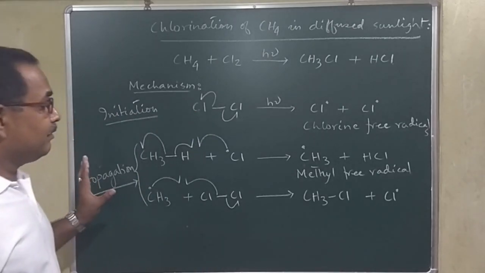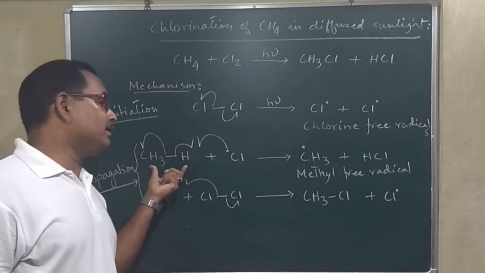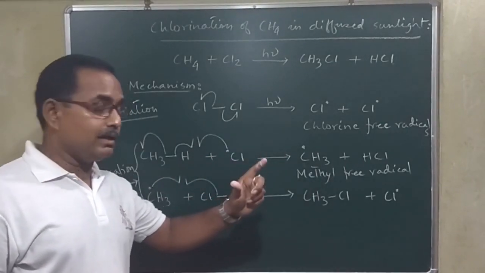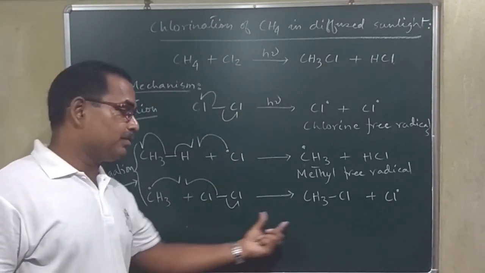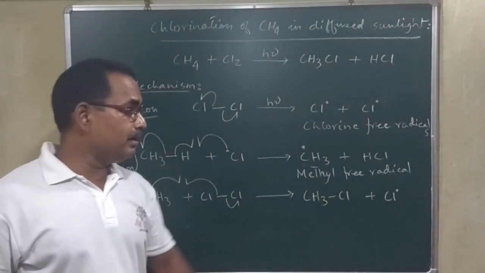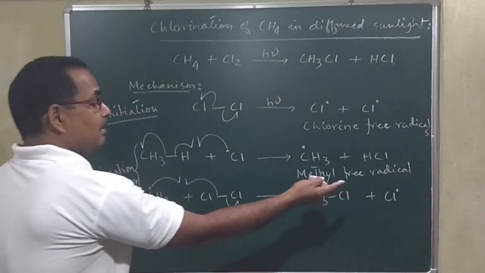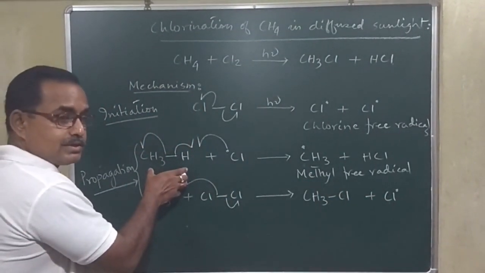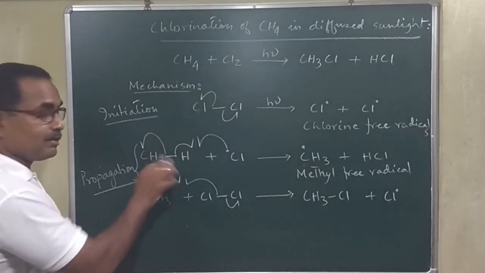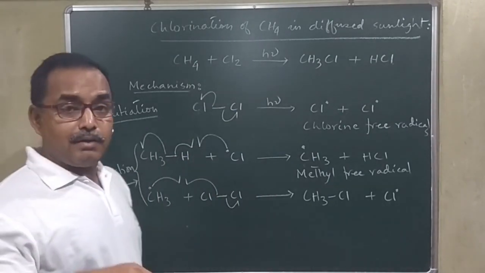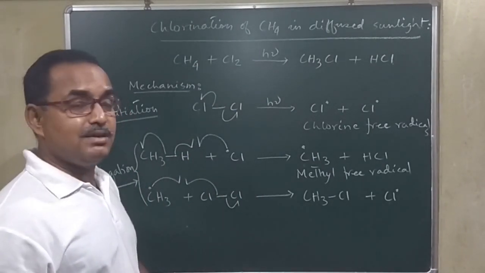So in propagation, what happens? One chlorine free radical will attack a methane molecule, thereby producing a methyl free radical. That methyl free radical then attacks another chlorine molecule, producing methyl chloride and another chlorine free radical. Now this chlorine free radical will attack another methane molecule which is in the system. As a result, these 2 reactions will proceed like a chain reaction.